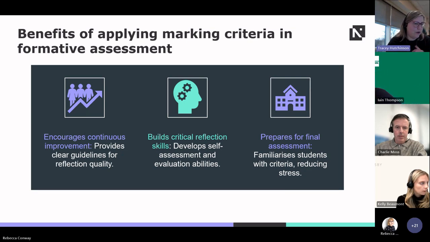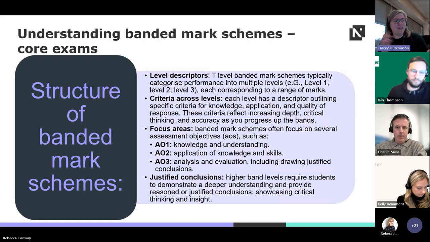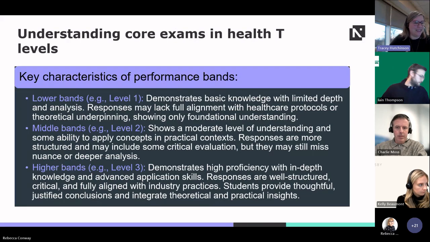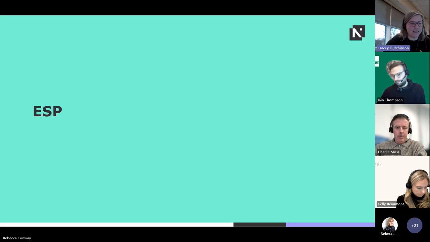Do you want to move forward a couple? And we will be sharing the slides. We're just a little bit behind today. So we're going to move on to ESP, just so that I can touch on the ESP as well. And we'll share all these slides after as well.